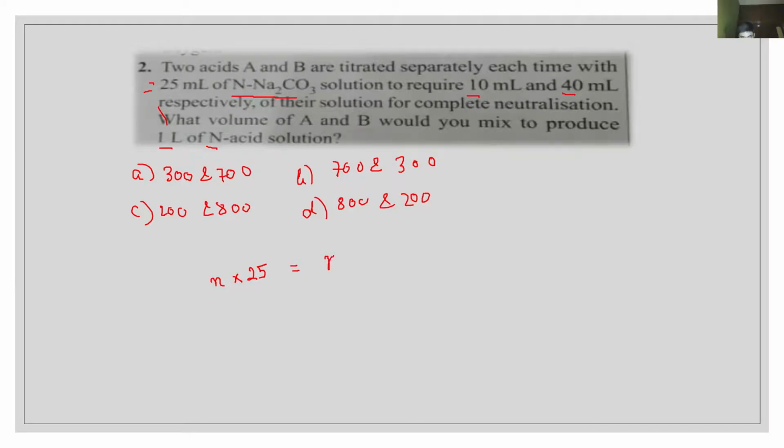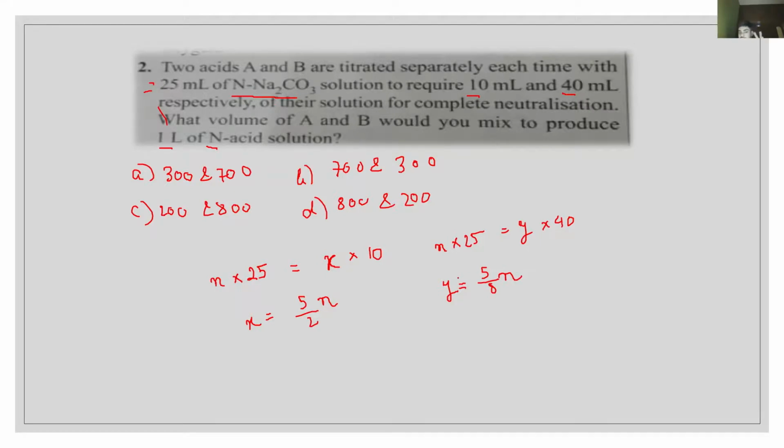This equals, I don't know, let me say the normality of the first acid is X. How much ml do we require? 10 ml. So what is X? X equals 5 by 2 N. N is the normality of Na2CO3. Similarly, N into 25 equals Y into 40 for acid B. So the normality of acid B is 5 by 8 N, right?